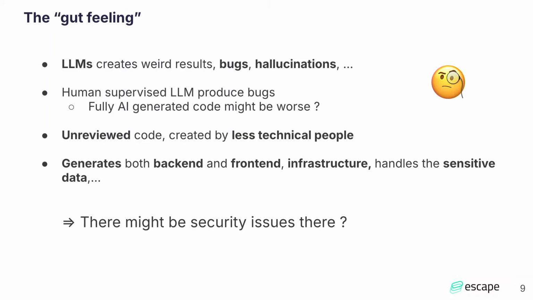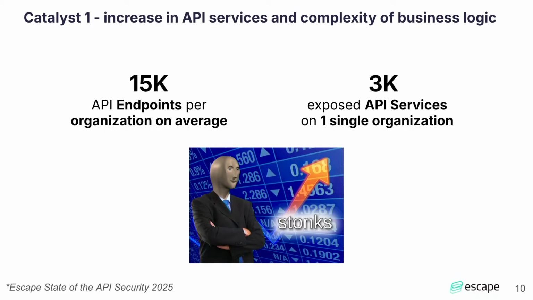On top of that, there is a first catalyst, which is a clear increase in API services count and complexity in companies in general. Our previous research identified that there are, on average, about 15,000 API endpoints per organization, which is that many entry points to your code and that many entry points for potential vulnerabilities. Also, we found some extreme cases of organizations having like 3,000 API services for a single organization, multiplied by dozens of endpoints. A very large attack surface.